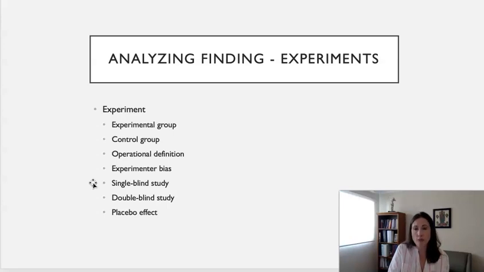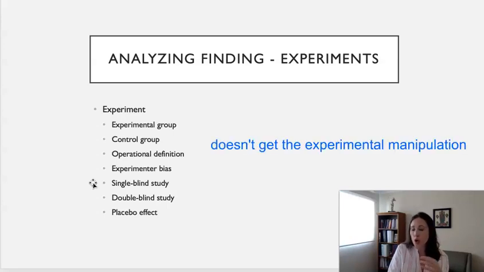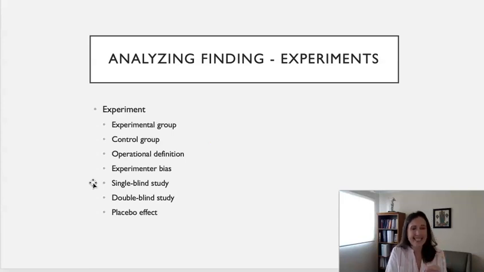If you have a control group, these are people who don't get the manipulation. So if you are seeing if a new drug helps with depression rates, your experimental group gets the new drug, the control group doesn't get the new drug. You're not messing with them. They don't get the treatment. So you always have an experimental group. Sometimes you have a control group.